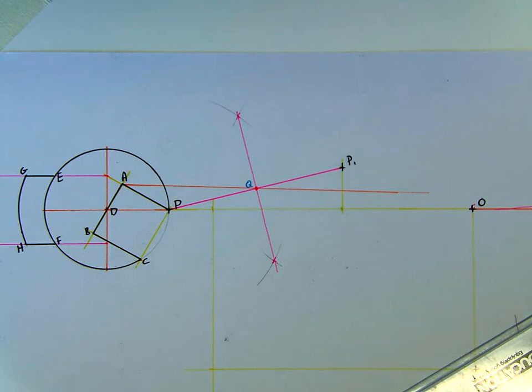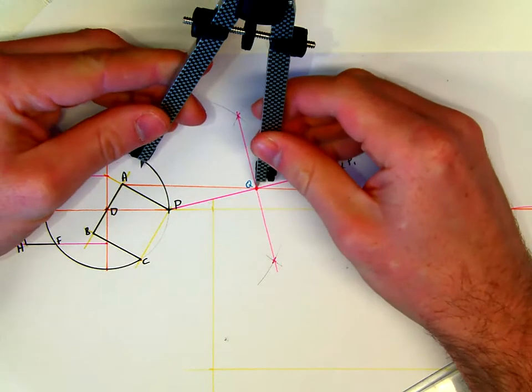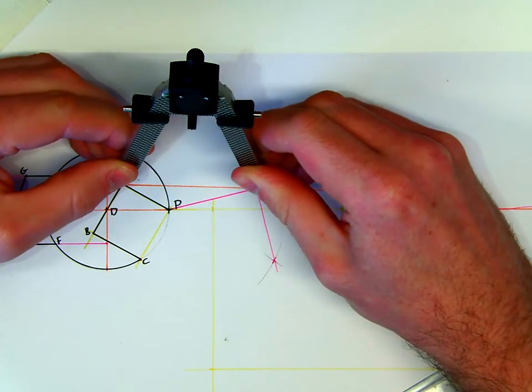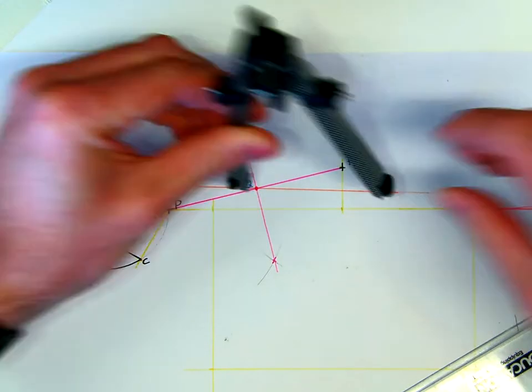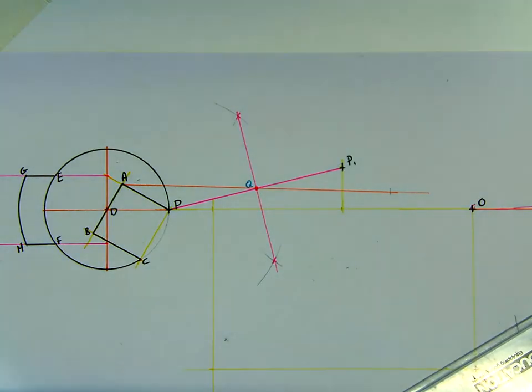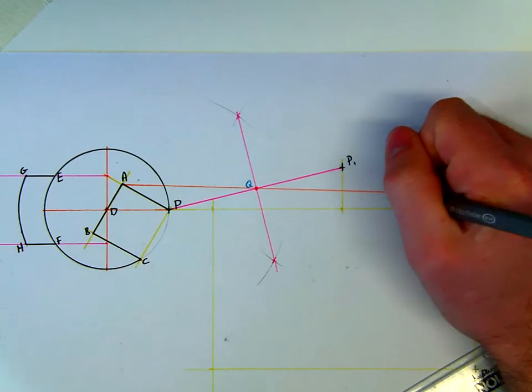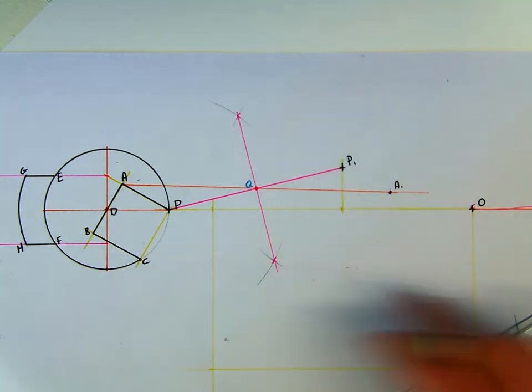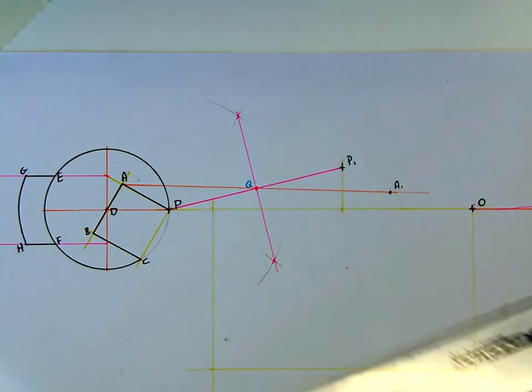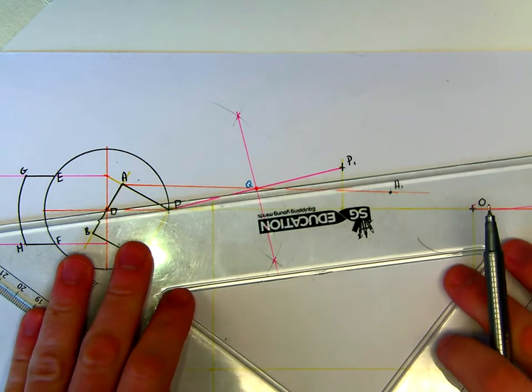Put my compass on Q. Stretch it over to A. And swing it around to there. And just so I know what I'm doing, I'm going to label that A1. So same as P1, I'm going to keep the labels the same. So A1. Okay, next then is D.